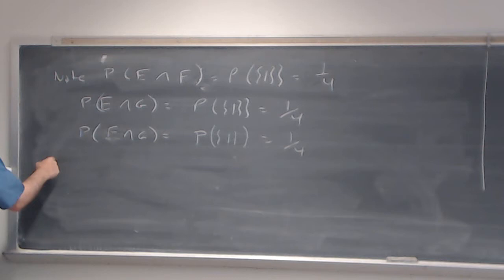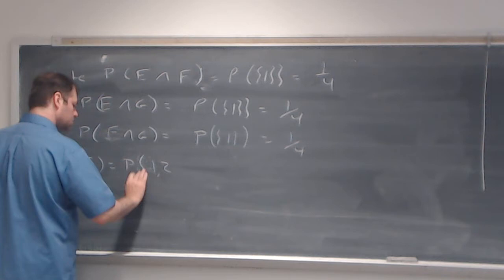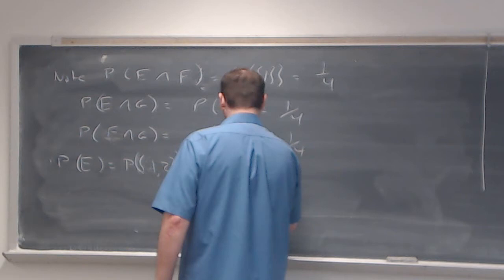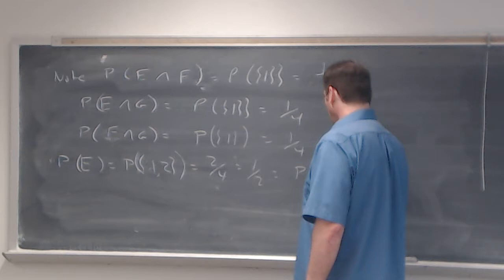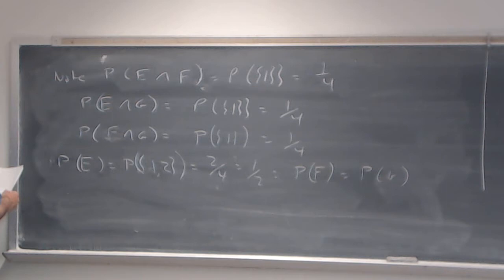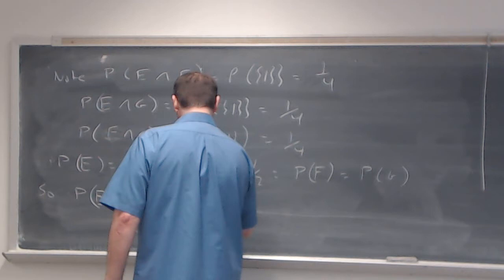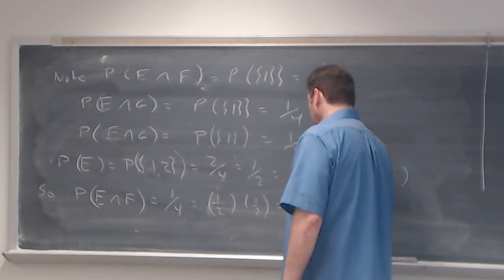Now, also, the probability of E, that's the probability of the 1 ball or the 2 ball, and that was equal to 2 out of 4, or 1/2. And that's the same thing as the probability of F, and that's also the probability of G. So they're all 1/2. Now, what we have is the probability of E intersect F. Well, that's 1/4. But it also equals 1/2 times 1/2, which equals the probability of E times the probability of F.